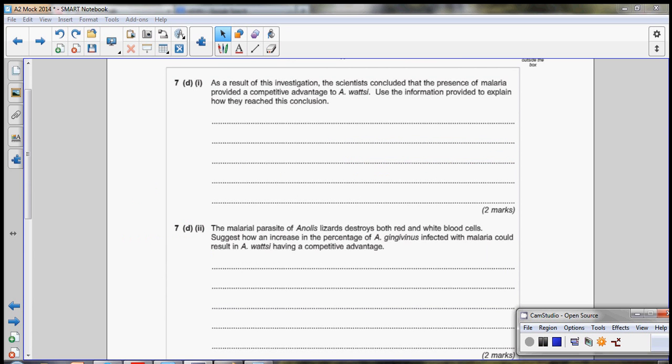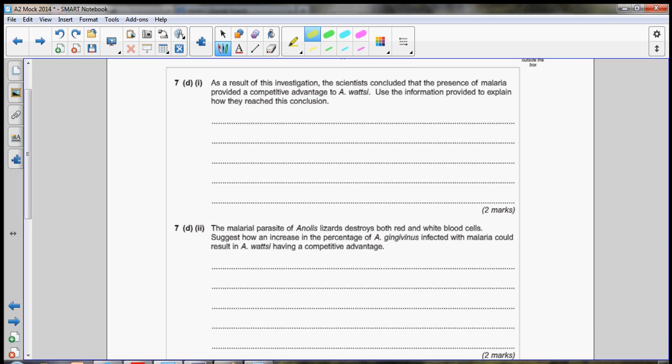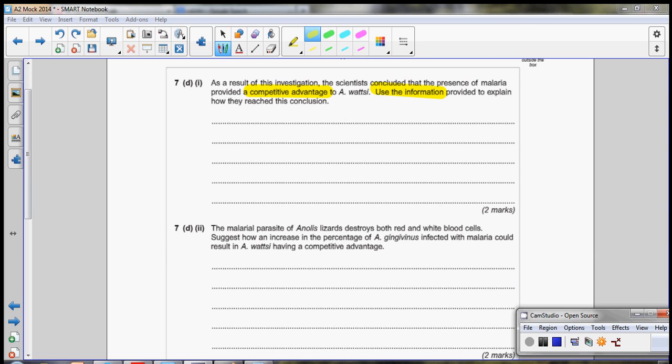Moving on, we come to the end of this question, which is normally where the harder questions are put by the examiners. Now it says here that as a result of this investigation, scientists concluded the presence of malaria provided a competitive advantage to A. wattsi. So we're trying to find reasons why the malaria might have provided an advantage to A. wattsi. We need to use the information provided. So again, we're going to want to look back at our table.